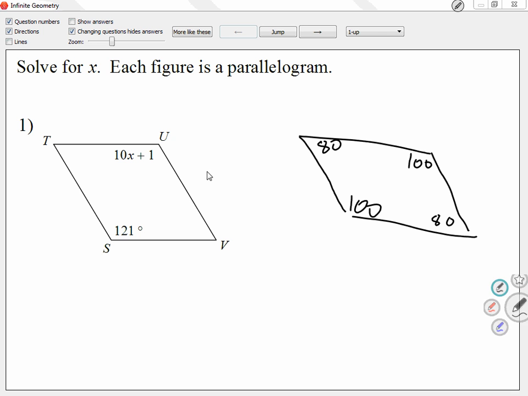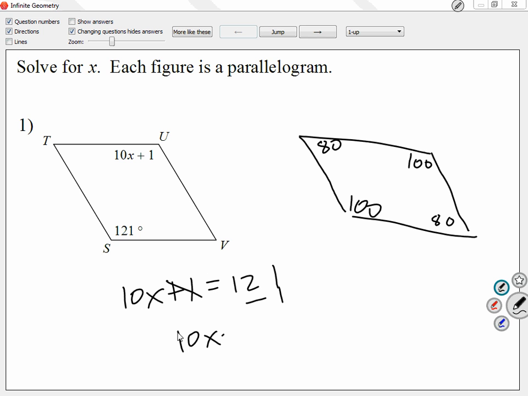I want to say angle U is 121 degrees. So I want to say 10x plus 1 is 121, because the opposite angles are congruent. In order to have the 10x by itself, let me move the plus 1 to the right as a minus 1. So I have 10x equals 120. What's the value of x? 12. So if the angles are opposite, let them equal each other. Opposite angles are equal.